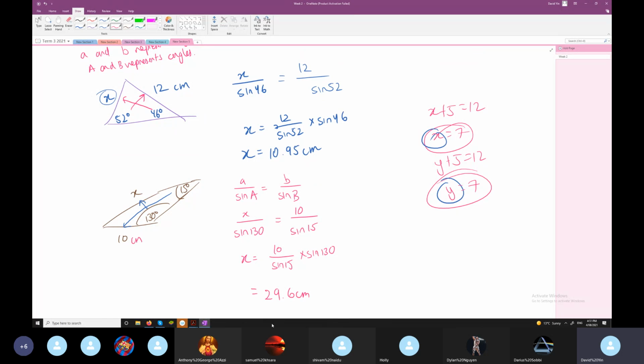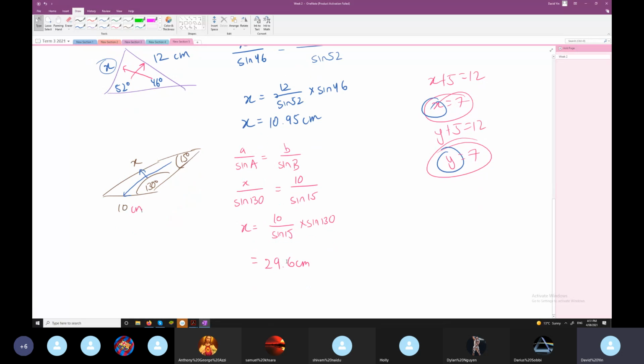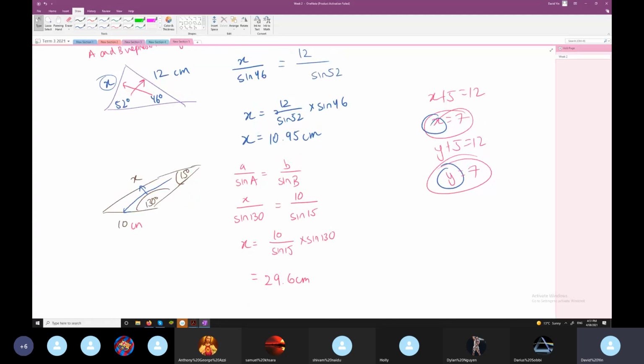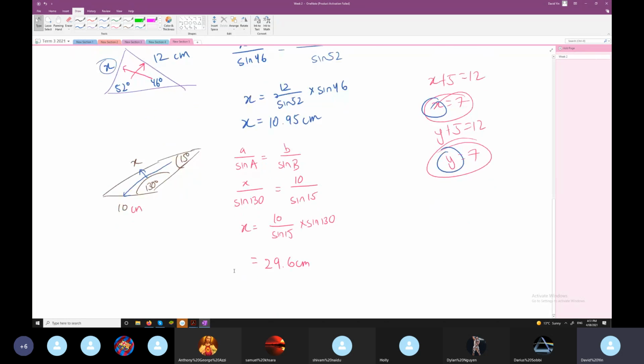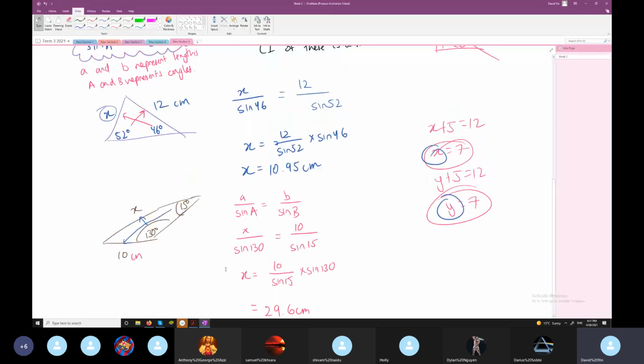Don't forget your units. For the people that have had me, I always emphasize, you've got to make sure you put down your units. If you don't put down your units, you will lose a mark. And you don't want to lose a mark for something that you know how to do.